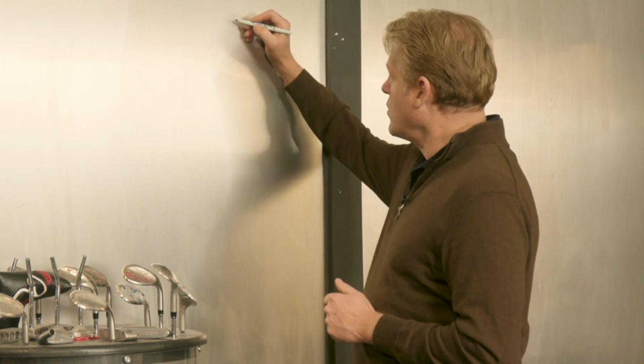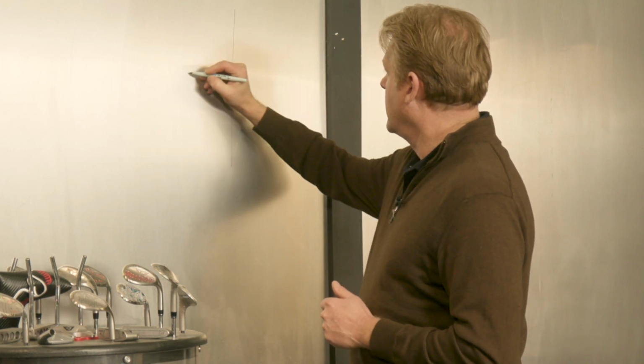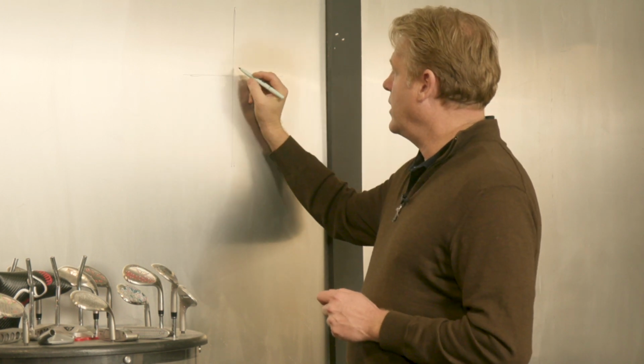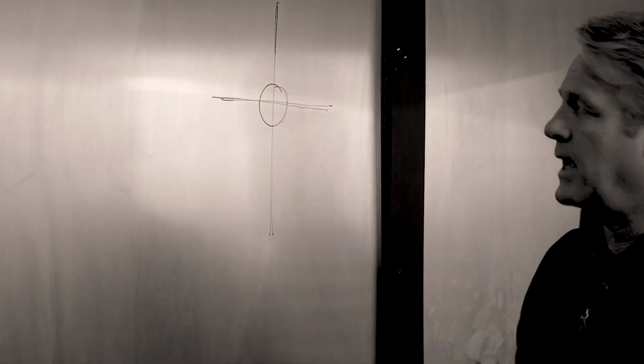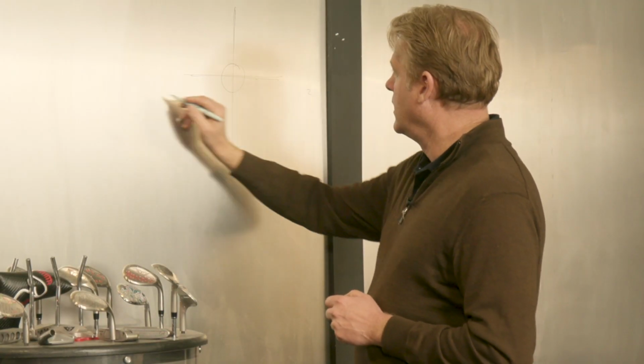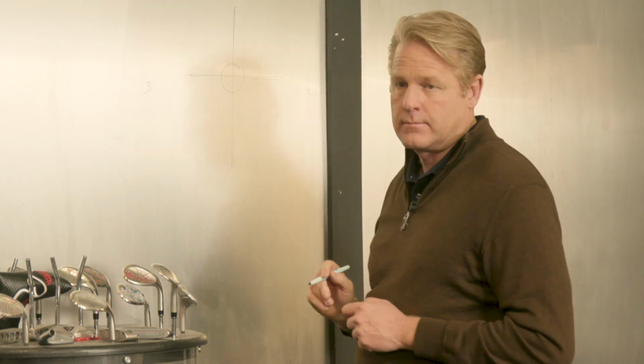So what I'm going to do is I'm going to draw a plus here, right? And then I'm going to put a circle inside of that, okay? That's the hole. So this is quadrant 1, this is quadrant 2, 3, and 4, okay?